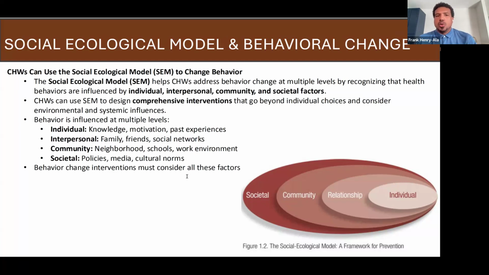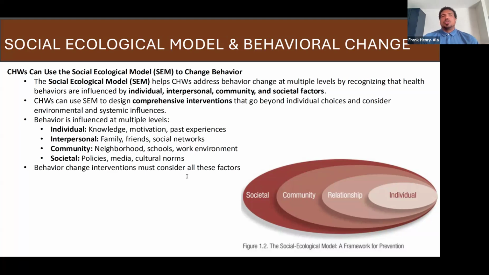So if we're looking at the individual level, that's really focused on knowledge, motivation, and past experiences. The interpersonal level really focuses on getting family, friends, and social networks to be supportive. If we're looking at the community, then how can we get neighborhoods, schools, and work environments also to be supportive or create some type of programming in order to impact the individual. At the society level, we might have to do some advocacy to change policies, and also look at media and cultural norms that could be influencing the individual as well.